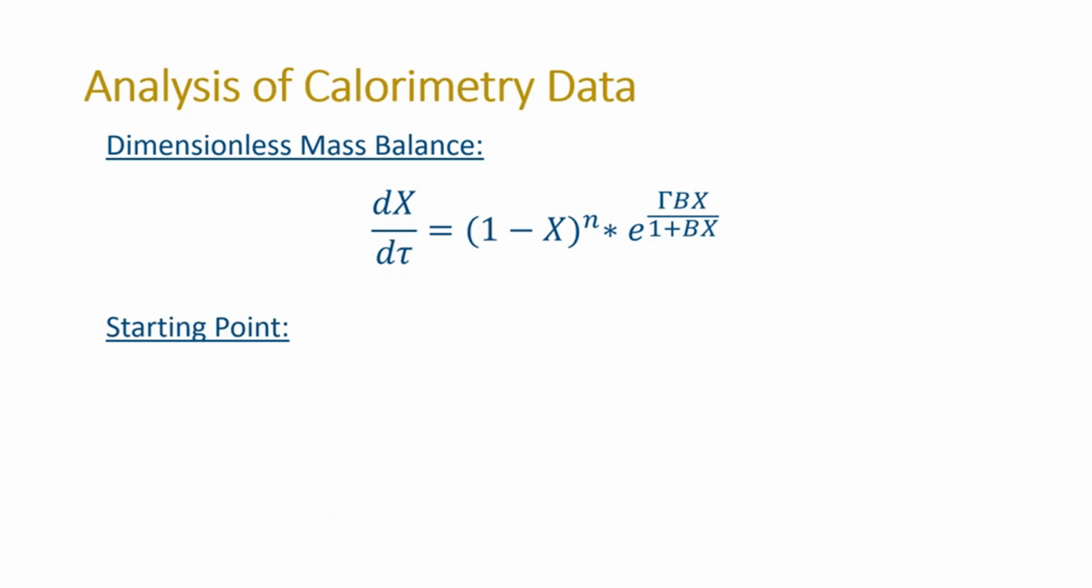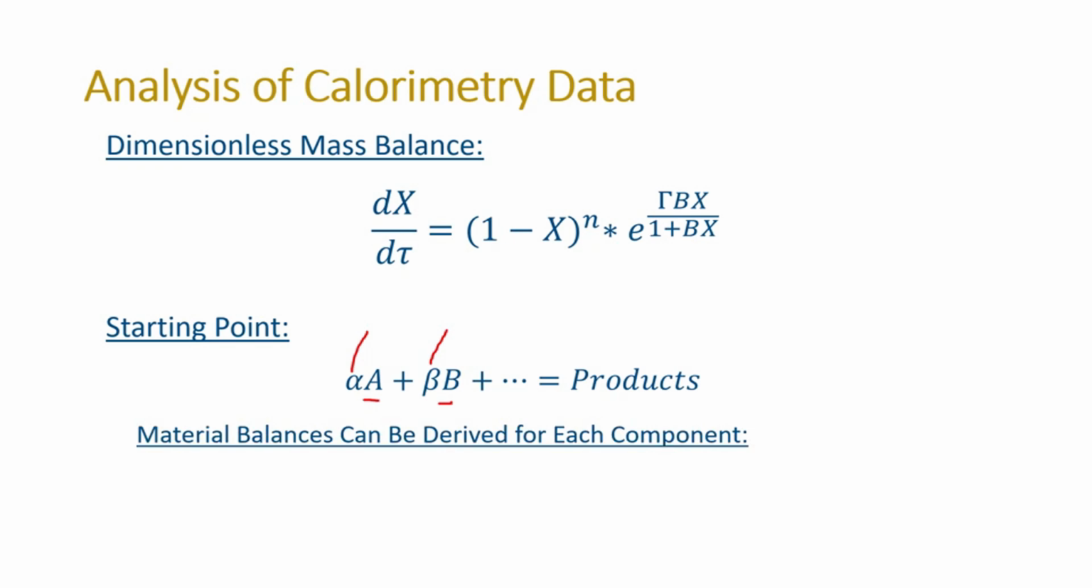So those are the variables in this dimensionless mass balance, but you may be wondering, where did this dimensionless mass balance come from? Although I won't step through all the details of the derivation, the building blocks for this mass balance first is the chemical equation. So we have reactants that become products, and each of the chemicals involved in this reaction, in this case we have reactants A and B, and we could have more, and that makes products, carry a stoichiometric coefficient. For instance, alpha is the stoichiometric coefficient for A, beta the stoichiometric coefficient for B, etc. So we have the chemical equation, and we can derive a material balance for each component involved in this reaction.